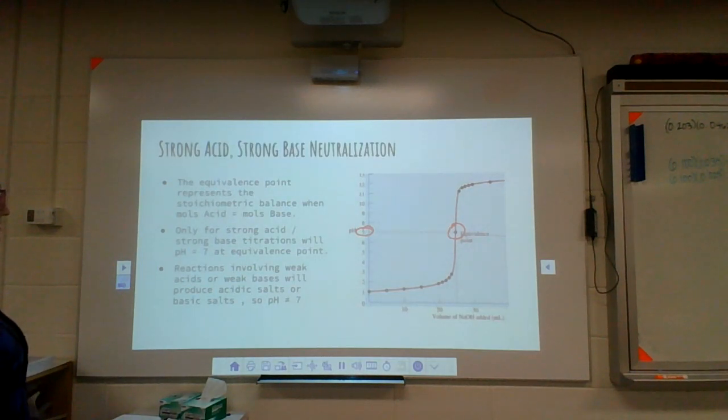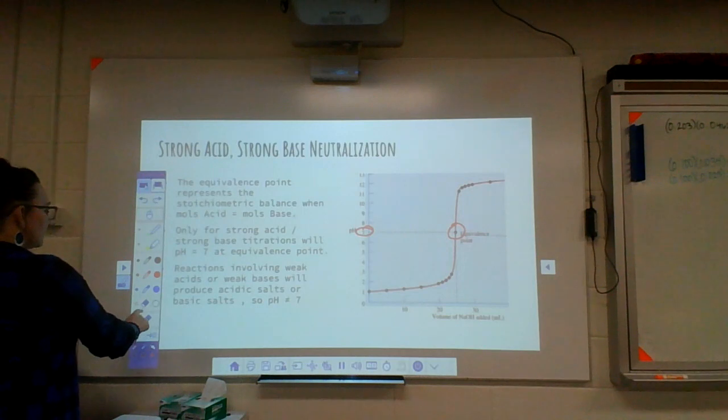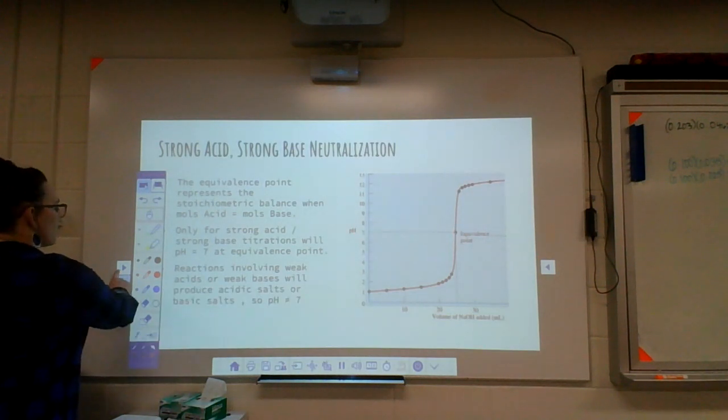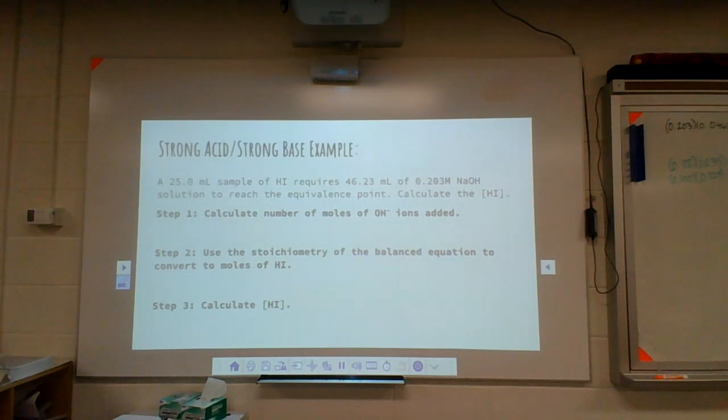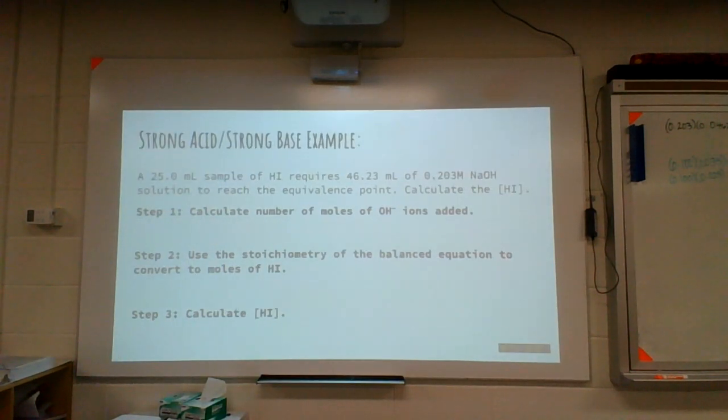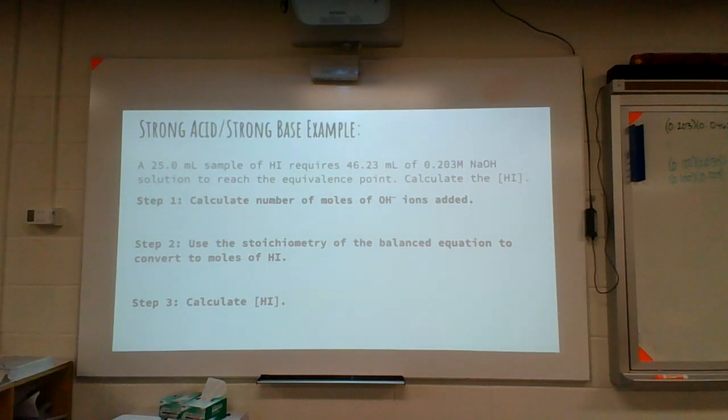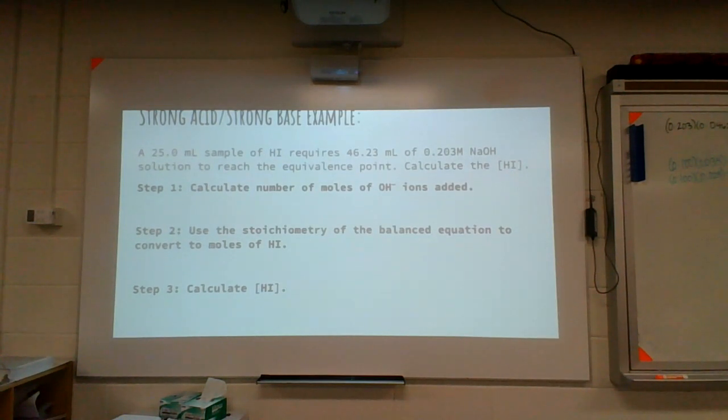Reactions involving weak acids or weak bases will produce acidic or basic salts. So the pH will not be equal to 7 in those cases. So let's look at an example. I have a 25 milliliter sample of hydroiodic acid, that's one of our strong acids, and it requires 46.23 milliliters of 0.203 molar NaOH solution to reach the equivalence point. We're going to calculate the concentration of the acid.